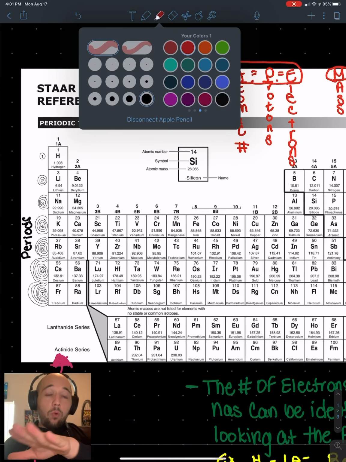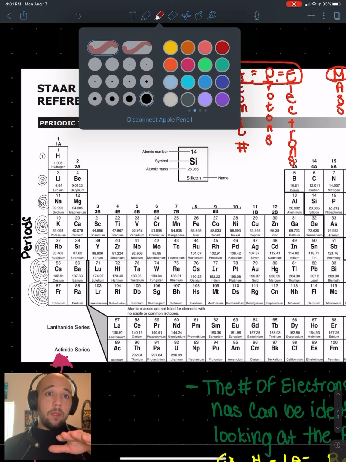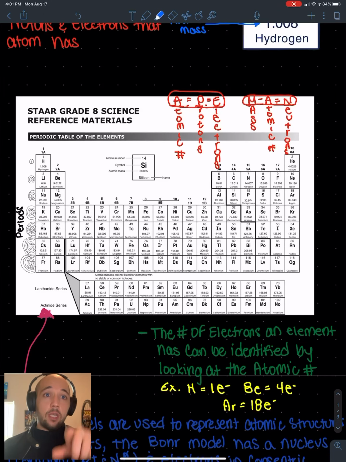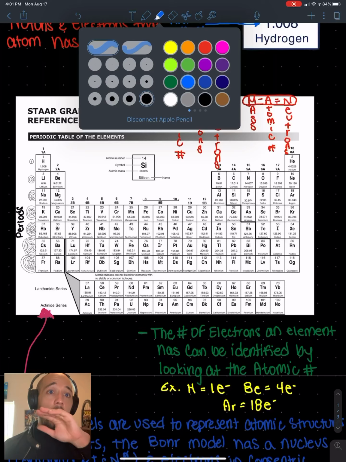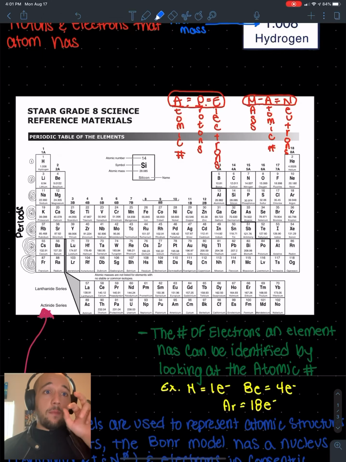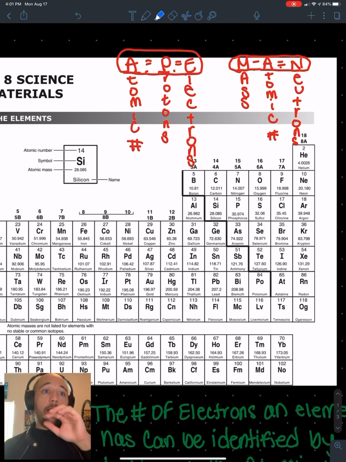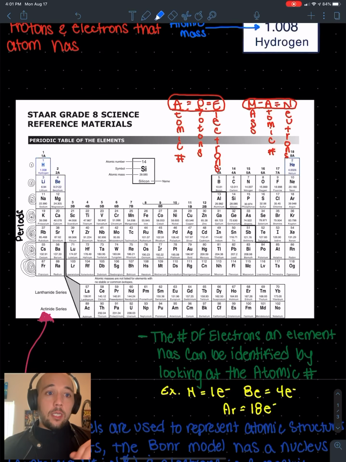And again, they run horizontally. So everything in that horizontal line is going to have that number of shells. So again, hydrogen and helium have 1 energy shell. Lithium, beryllium, boron, carbon, nitrogen, oxygen, phosphorus, and neon have 2 energy shells. Sodium, magnesium, aluminum, silicon, so on and so forth, have 3. And again, it just runs horizontally. So that's an easy way to know how many shells you're going to have in your Bohr model.